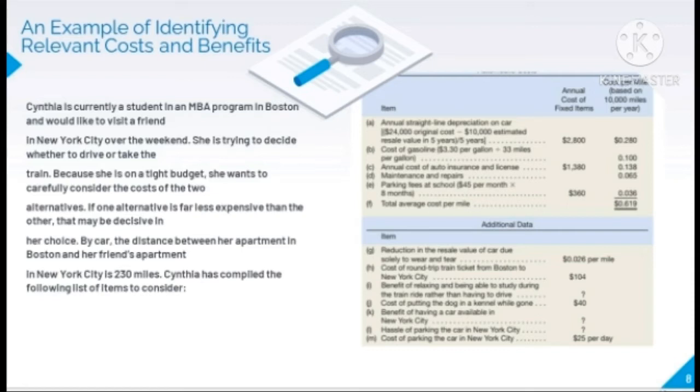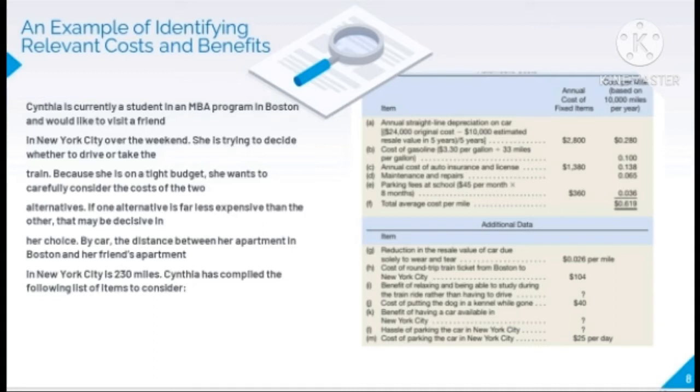Item C, the annual cost of auto insurance and license, is not relevant. Whether Cynthia takes the train or drives on this particular trip, her annual auto insurance premium and her auto license fee will remain the same. Item D, the cost of maintenance and repairs, is relevant. While maintenance and repair costs have a large random component, over the long run, they should be more or less proportional to the number of miles the car is driven. Thus, the average cost of $0.065 per mile is a reasonable estimate to use.